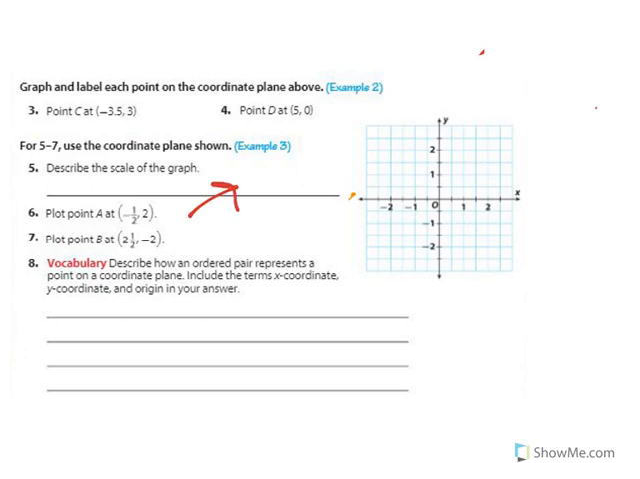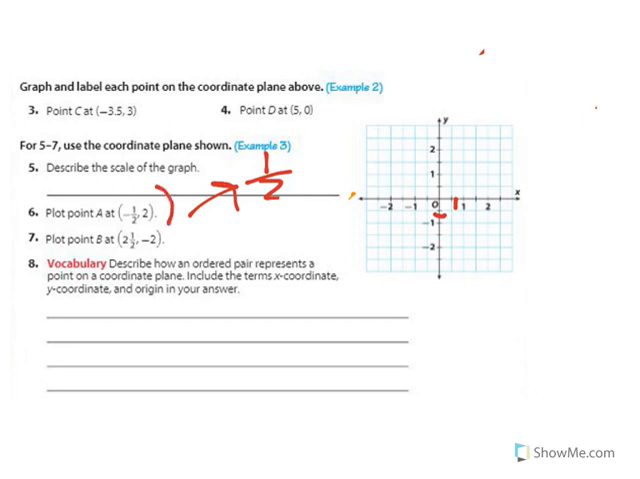All right, so let's describe the scale of the graph. What are we counting by? Each mark is counting by. See how it goes in between 0 and 1, so that's counting by halves. And every direction is doing the same. So let's plot our points now.